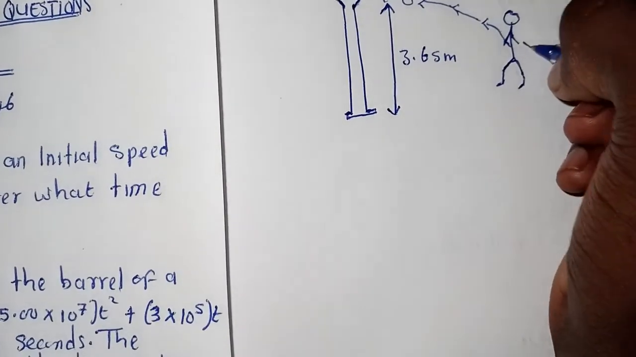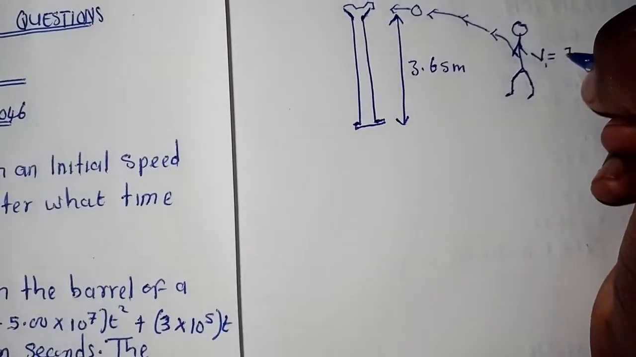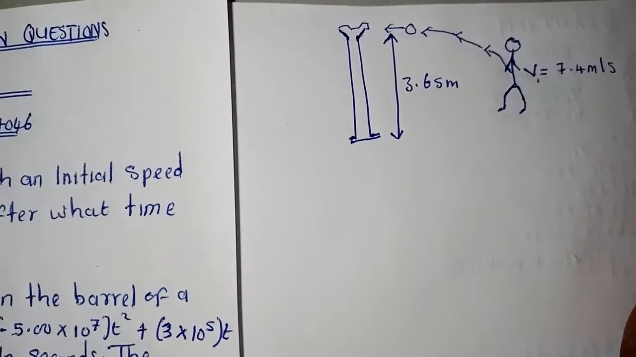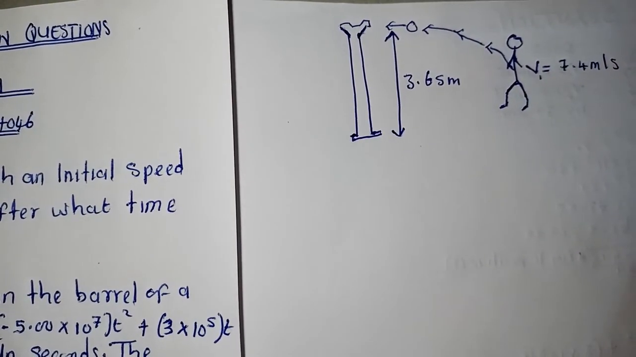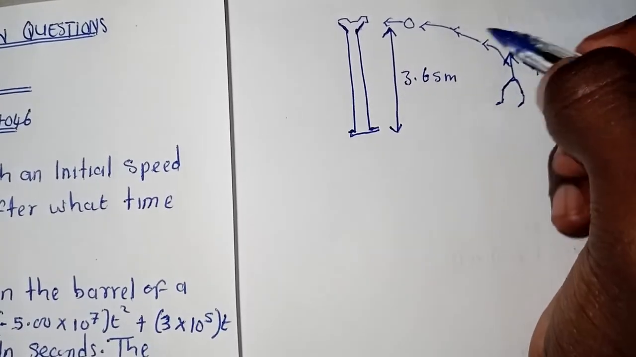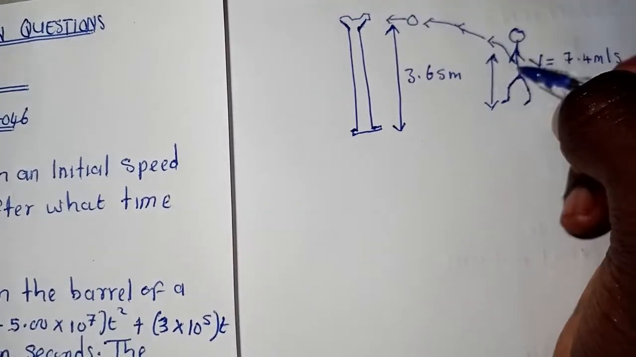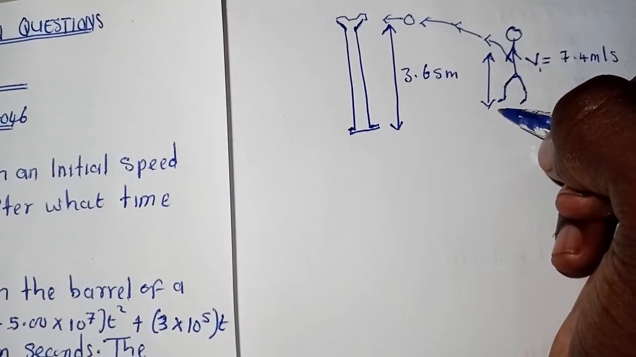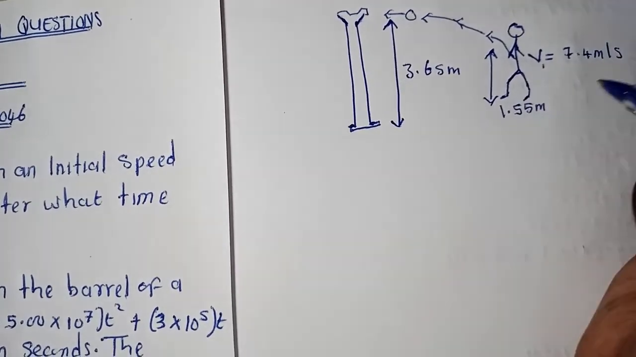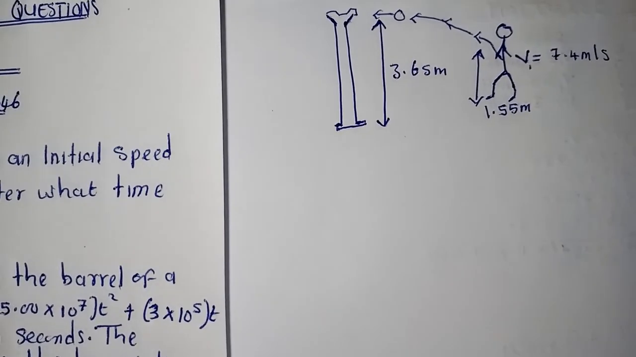The speed at which this person throws it, we have been told, is 7.4 meters per second, from a height of 1.55 meters. Please don't mind my diagrams. With that, let's get into the question.